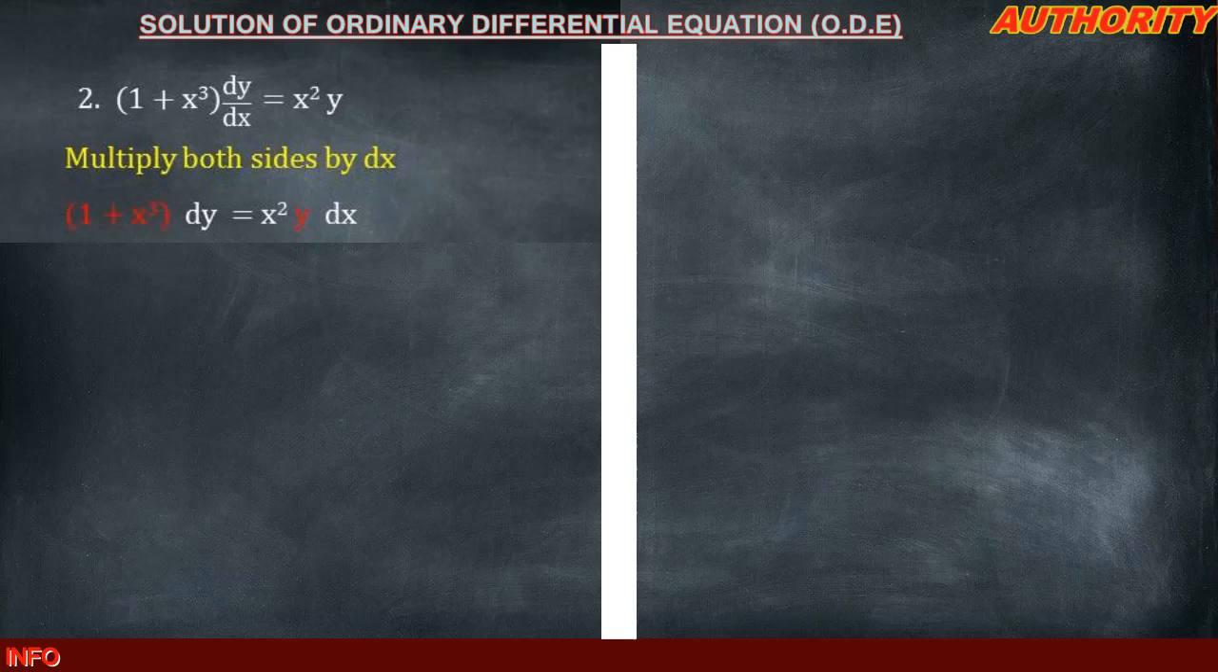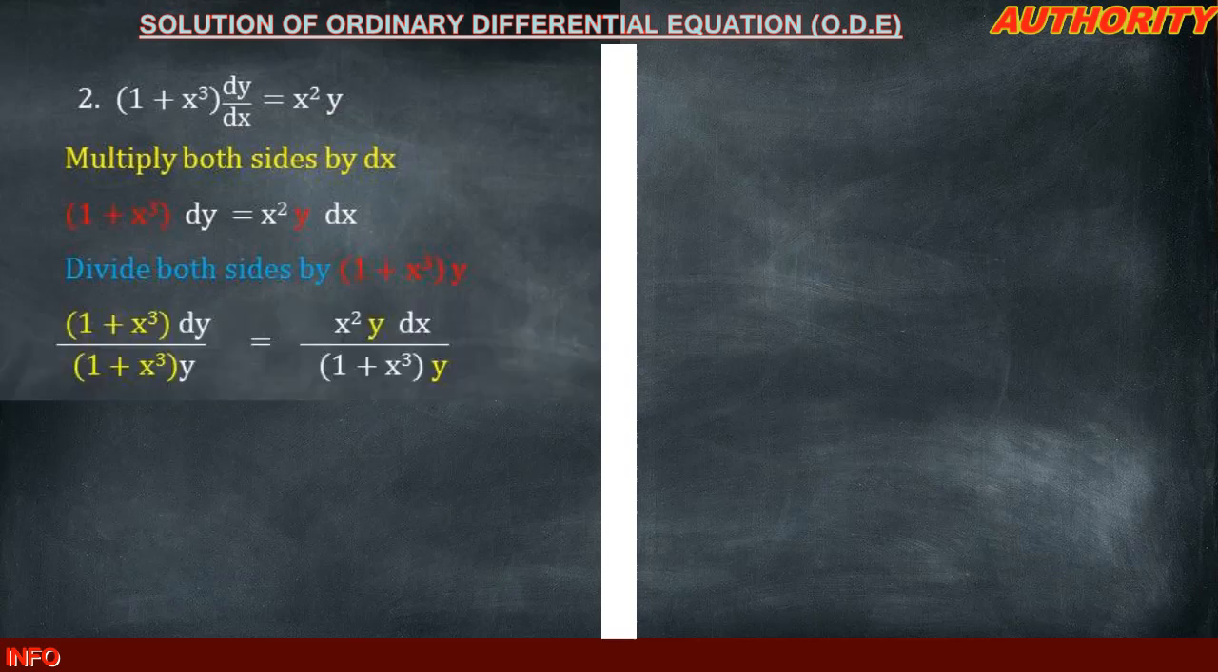We want to separate these variables in such a way that y will be on the left and x will be on the right. On the left we have (1 plus x cubed) dy, and we want to remove 1 plus x cubed, so we divide both sides by it. On the right-hand side we only want x, so we don't want y, which means we also divide both sides by y. So let's do it together: we divide both sides by (1 plus x cubed) times y.